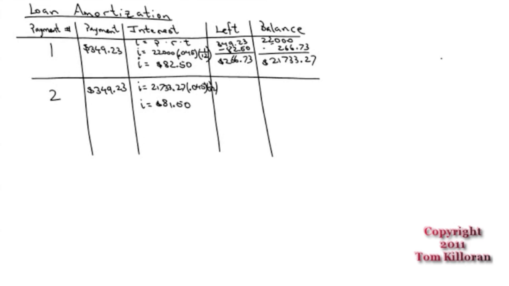And then you take that away from your 22,000, and you end up with a smaller balance, but not as small as it should have been without the interest. Here you're going to have to pay 81.50 out of the 349. So you come over here and you go 349.23 minus 81.50, and then what your remaining stuff is 267.73.